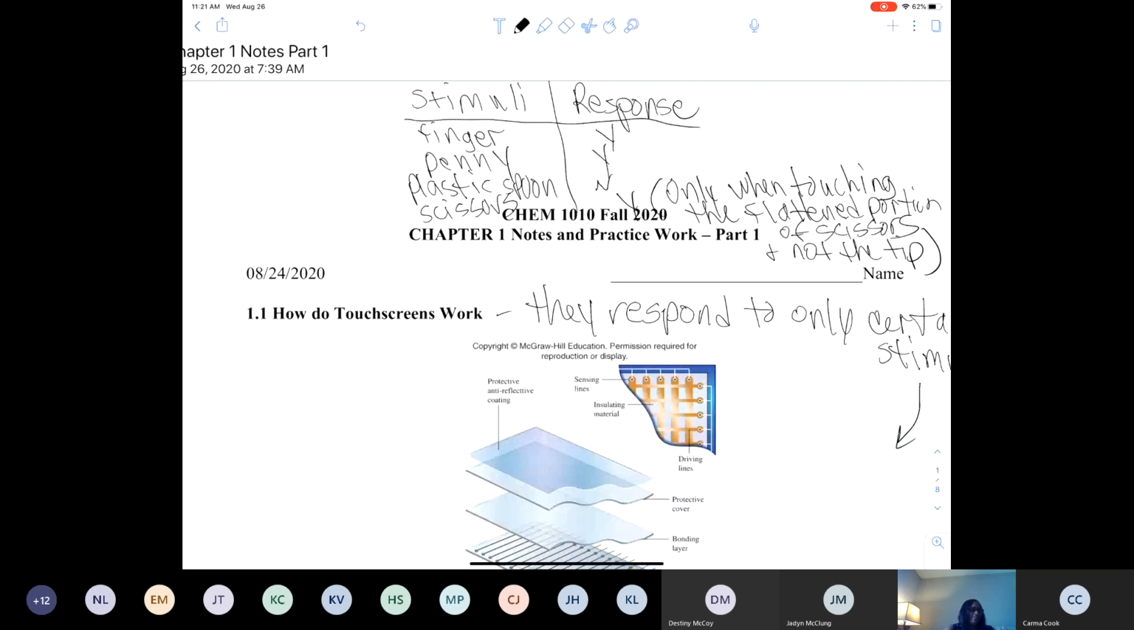So if you look at my list that I have here, those things that gave a yes response were just like Tessa said, the things that can conduct an electrical current. So your human body is a conductor of electricity. So that's why your touchscreen responds to your finger. The scissors and the penny, those are all metals, and metals are conductors of electricity. So that's why the plastic spoon didn't work, because it's not a conductor of electricity. Plastics are not conductors. Plastics are types of insulators.